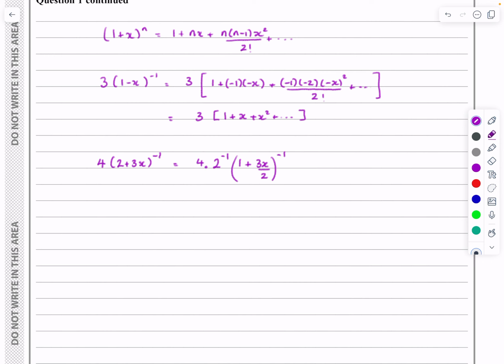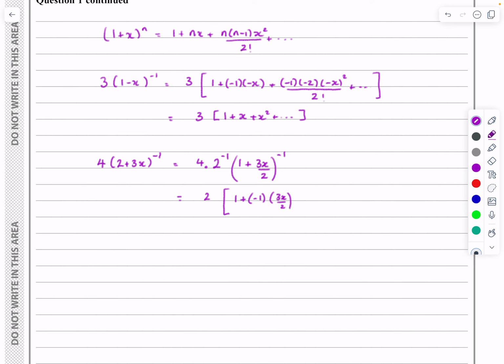If that's causing you a problem, you've not worked hard enough, because that's a very, very standard thing to do. So just tidying that up then. 2 to the minus 1 is a half. It's 1 over 2. So 4 times that is going to give me 2 here. And now I can worry about actually doing 1 plus 3x over 2 all to the power of minus 1. Going to be using the same formula up there. So it's 1 plus nx, n will be minus 1, x will be 3x over 2 here.